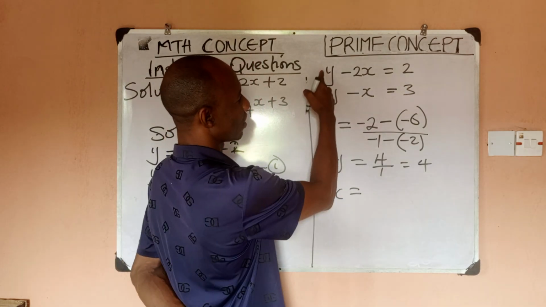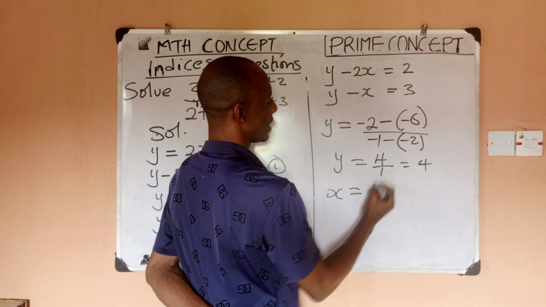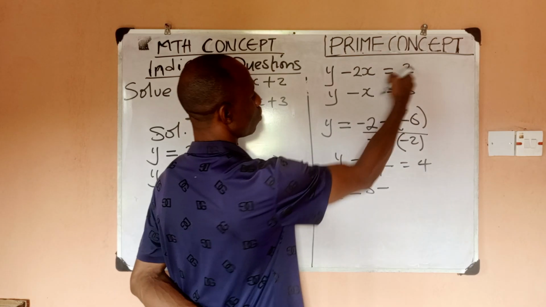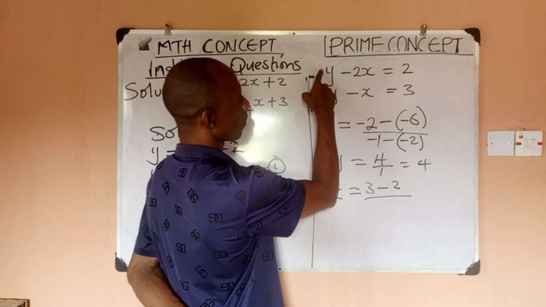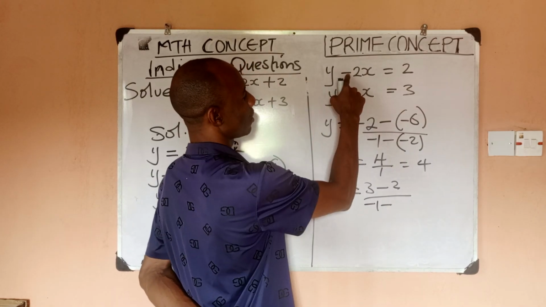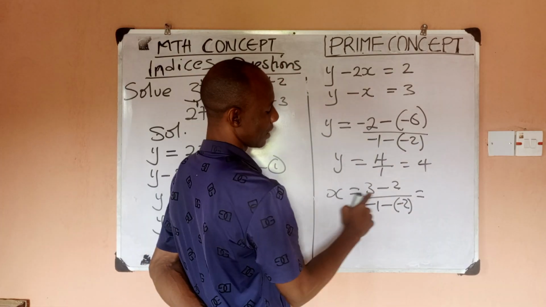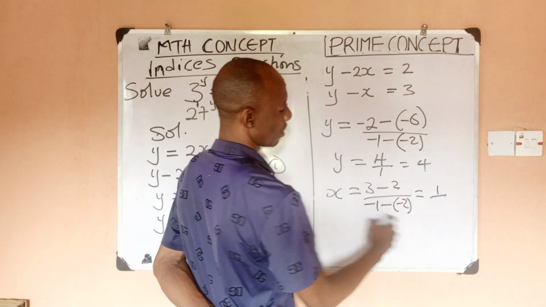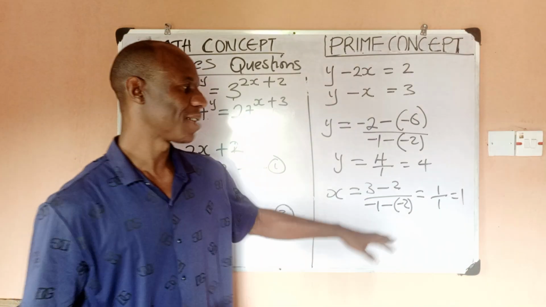Now if I do the same way, I want to solve for x. So what will I do? I'll simply say the coefficient here times this. So 1 times 3 is 3, minus 2 times 1, which is 2 minus 2, all divided by 1 times minus 1 is minus 1. Then there's a minus, then minus 2 times 1, I have minus 2. So what do I have here? 3 minus 2 is 1, divided by 2 minus 1 is 1. So my x is 1. My y is 4, and my x is 1.